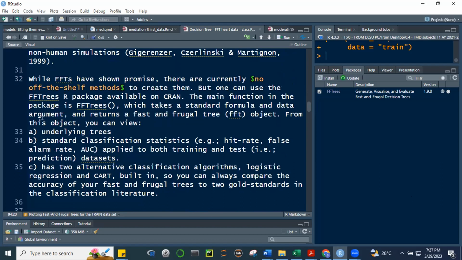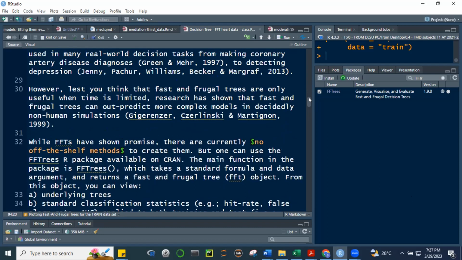All right. So ito lang may sinabi lang dito, no? Na okay, where am I? Na yung use ng FFTs, hindi siya limited. Okay? They can outpredict more complex models in non-human simulations. So this is very interesting. Kaya niyang ma-outperform even the most complex models.